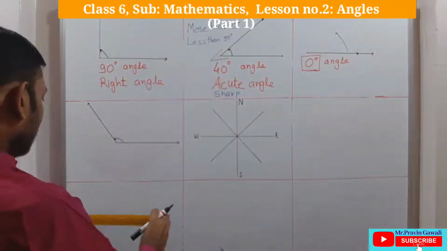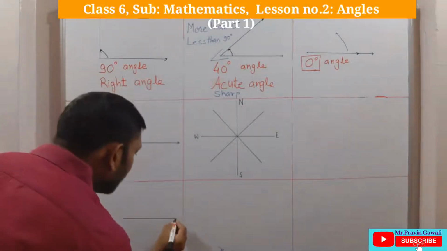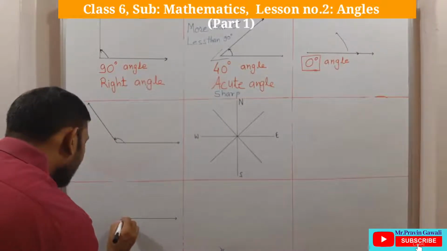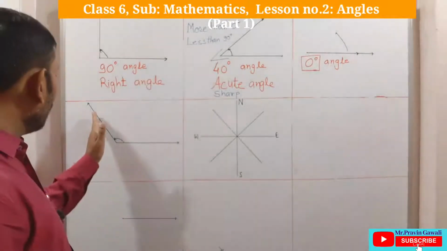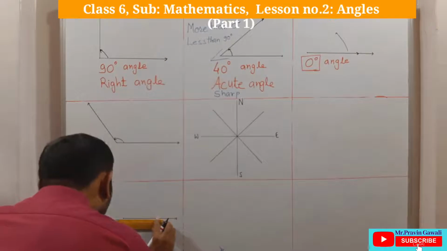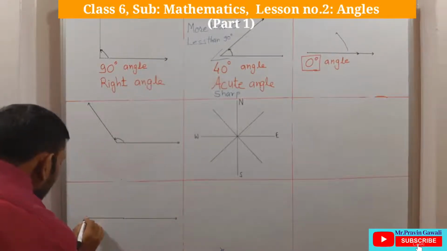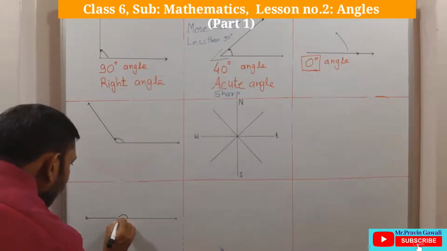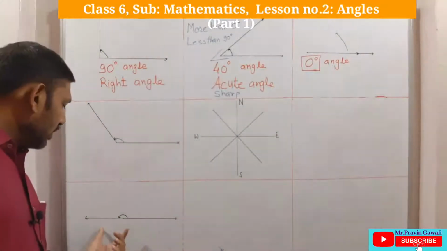See, next diagram I will draw. This is the initial position that we have learned here. That is 0 degree. But if it moves again further, let's see what angle it forms. So here we can see a straight line. Here we have seen the 0 degree angle. Now here we see a straight line.